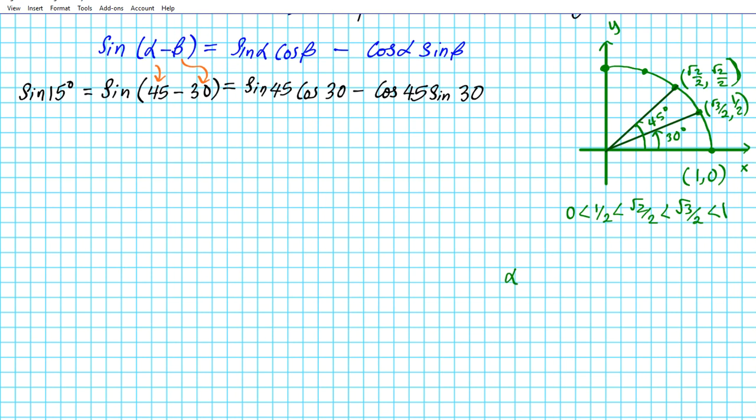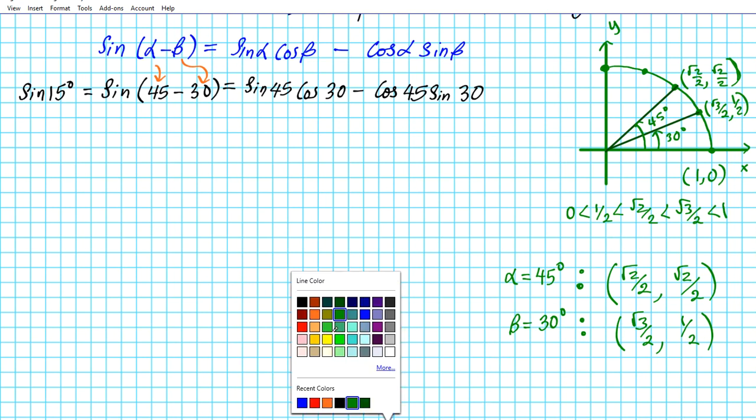All right, so we have alpha. Alpha is 45 degrees. That's the first angle we can see here. And then beta is the second one, 30 degrees. Now, the coordinate that corresponds to alpha on the unit circle, 45 degrees, is root 2 over 2, comma, root 2 over 2. And the coordinates that correspond to 30 degrees on the unit circle is root 3 over 2, comma, 1 half.